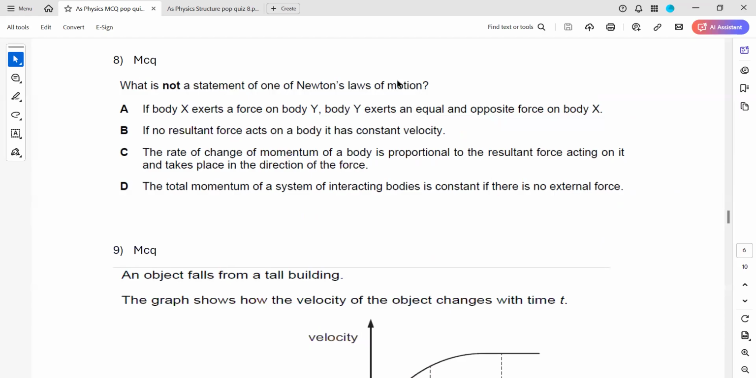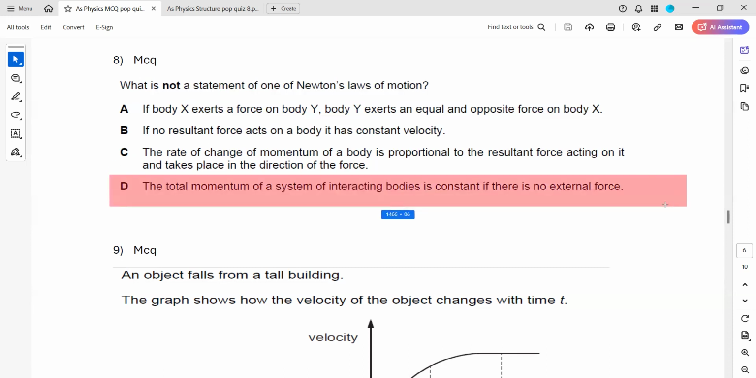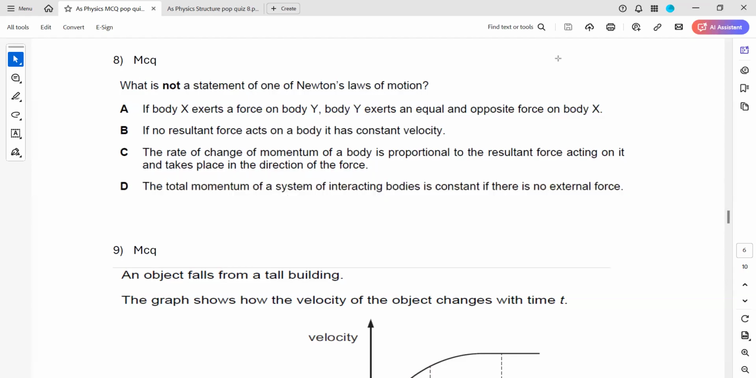Why D? Because D is not Newton's law. Newton does not explain that momentum is conserved when there is no external force acting on it. It is not given by Newton in the laws of motion. It is actually a true statement, but that is conservation of momentum, not Newton's law. The rest, A, B, C, are statements which are derived from Newton's law.